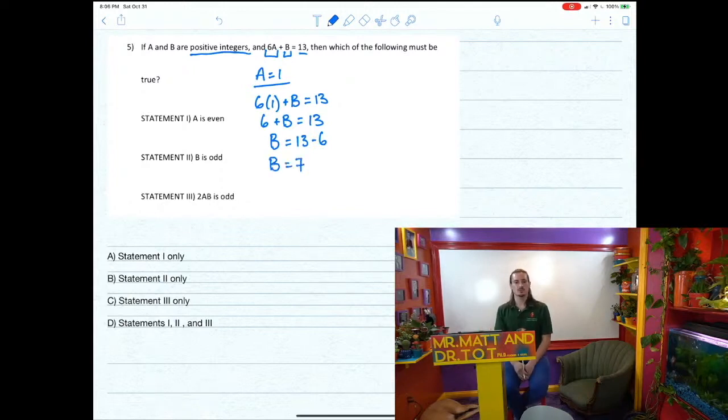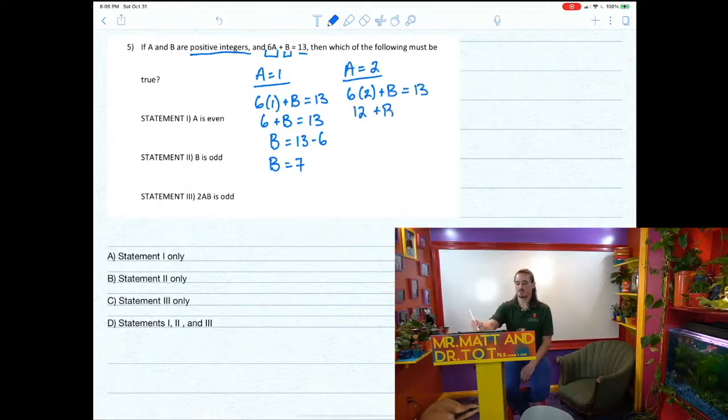So when A is equal to 1, B is equal to 7. Let's go one more and see what happens when A is equal to 2. If A is equal to 2, then we'd have 6 times 2 plus B is equal to 13. 6 times 2 is 12, so we'd have 12 plus B is equal to 13. So B is going to be equal to 13 minus 12, so B is equal to 1. So when A is equal to 2, B has to be equal to 1.